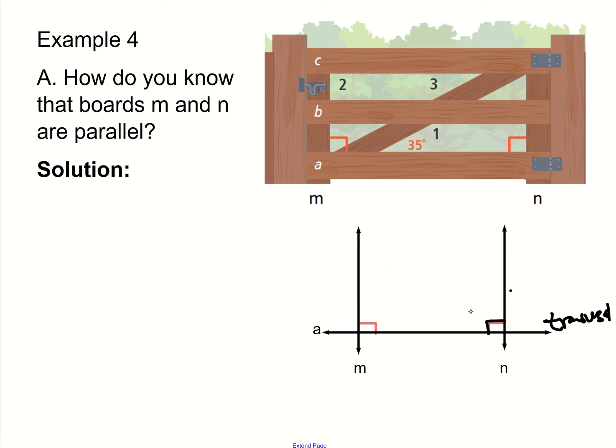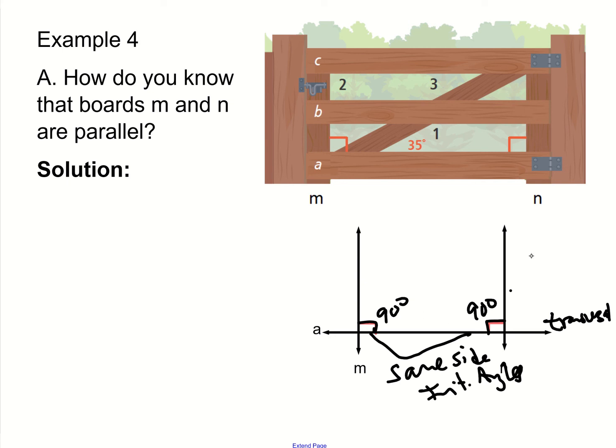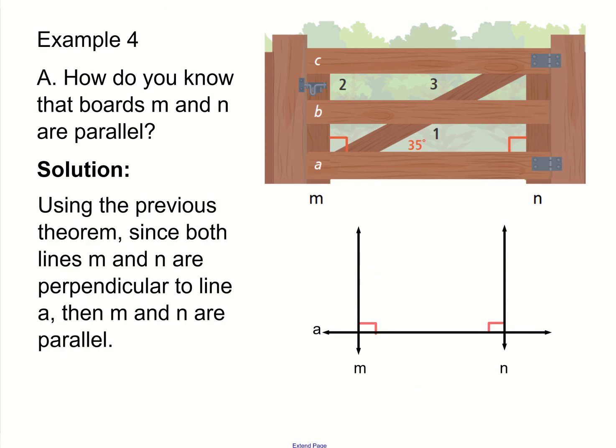However, we know that these 2 angles are both 90 degrees. And those are not corresponding angles, they're same side interior angles. Remember that same side interior angles add up to 180. So we know that 90 plus 90 is 180. If the same side interior angles add up to 180, that means that the lines have to be parallel. That's given by the converse of the same side interior angles postulate. Another way to say it is that using the previous theorem, since both lines M and N are perpendicular to line A, then they have to be parallel, which is essentially the logic that we said earlier. And so that's how we know that the boards are parallel.